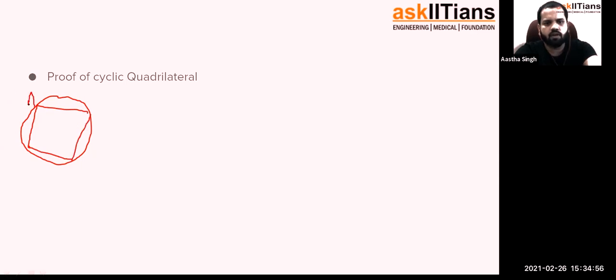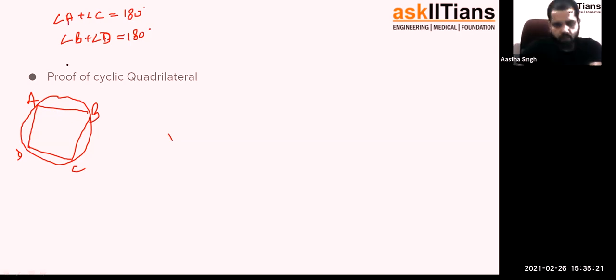Suppose that ABCD is a cyclic quadrilateral. We have to prove that angle A plus angle C will be equal to 180 degrees, and angle B plus angle D will be equal to 180 degrees. Right? So guys, how will you prove it?